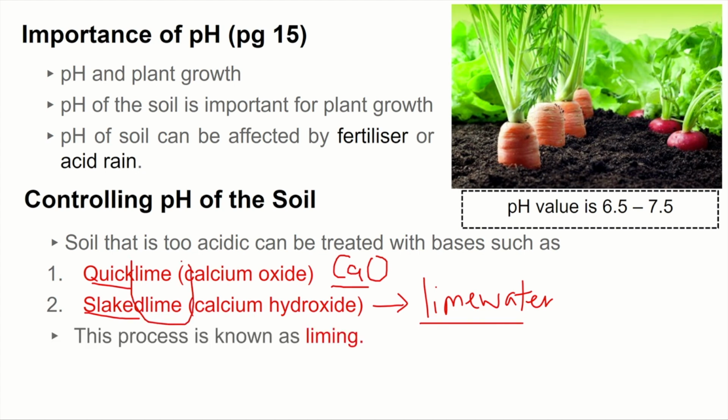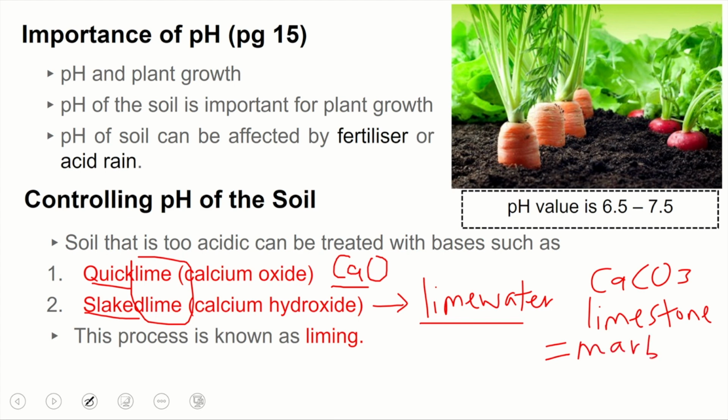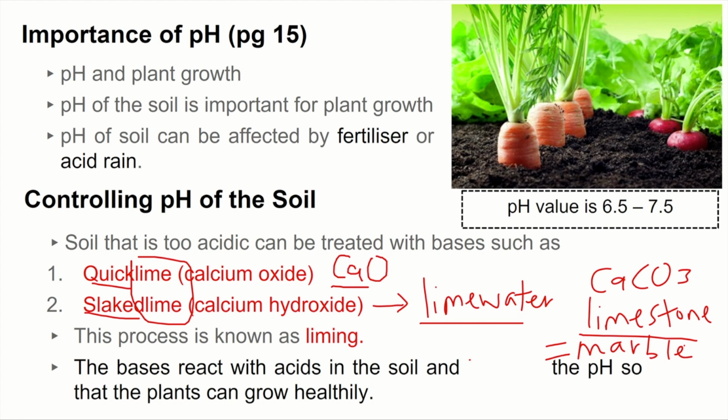So this process is called liming because if you notice the names, they all have this word lime. Calcium carbonate is your limestone. Write this down inside your notes. You can also add limestone to it. Another name for limestone is marble, but in chemistry, we use the chemical name, limestone. So the bases will react with the acids in the soil and neutralize them, and increase the pH. So you can write down here: neutralization.